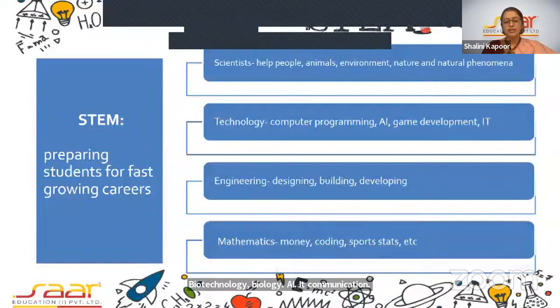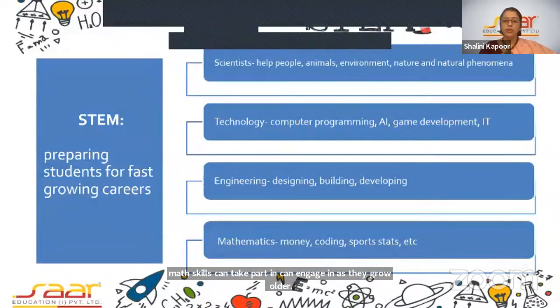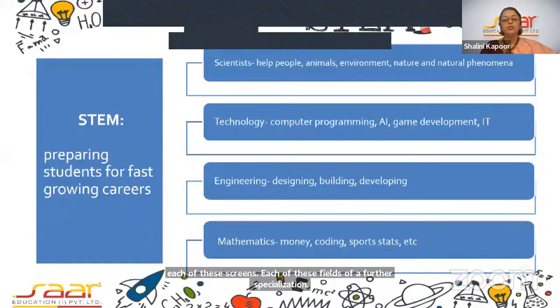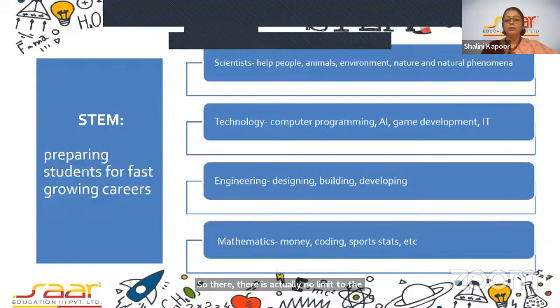These are all skills, not skills, but streams and career fields which children who have strong science and math skills can take part in, can engage in as they grow older. And each of these streams, each of these fields offer further specialization. So there is actually no limit to the careers which are offered to people who have good STEM skills. Therefore, STEM is something which is the need of the hour.